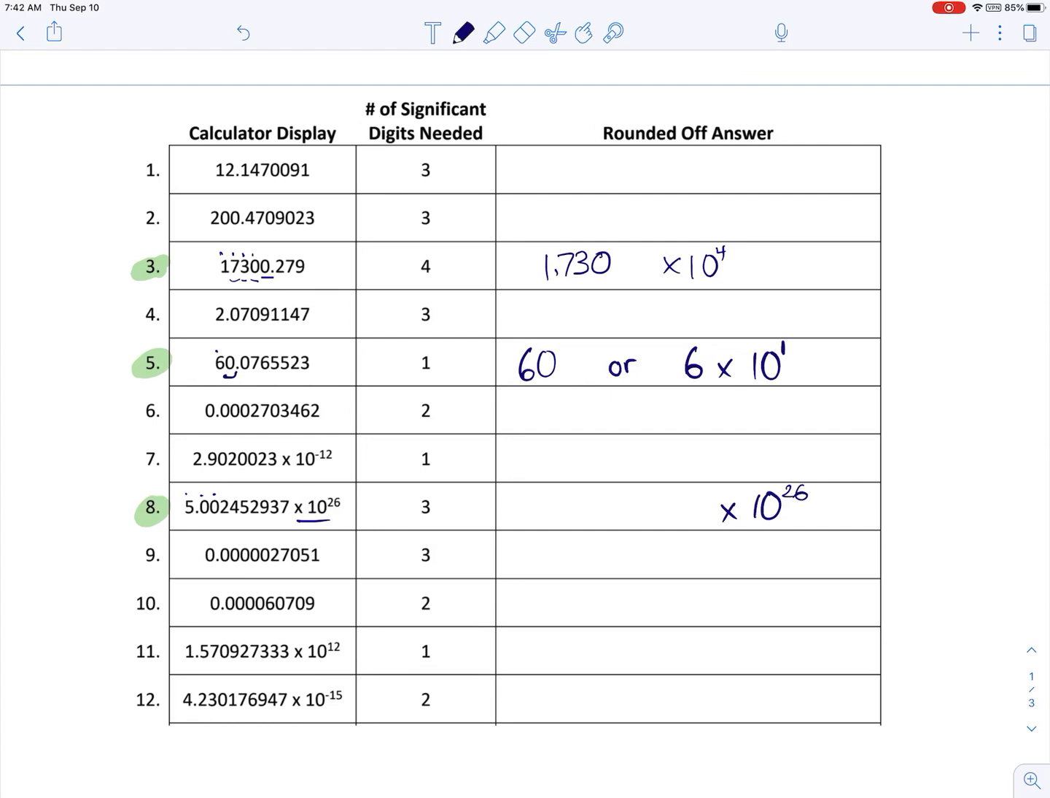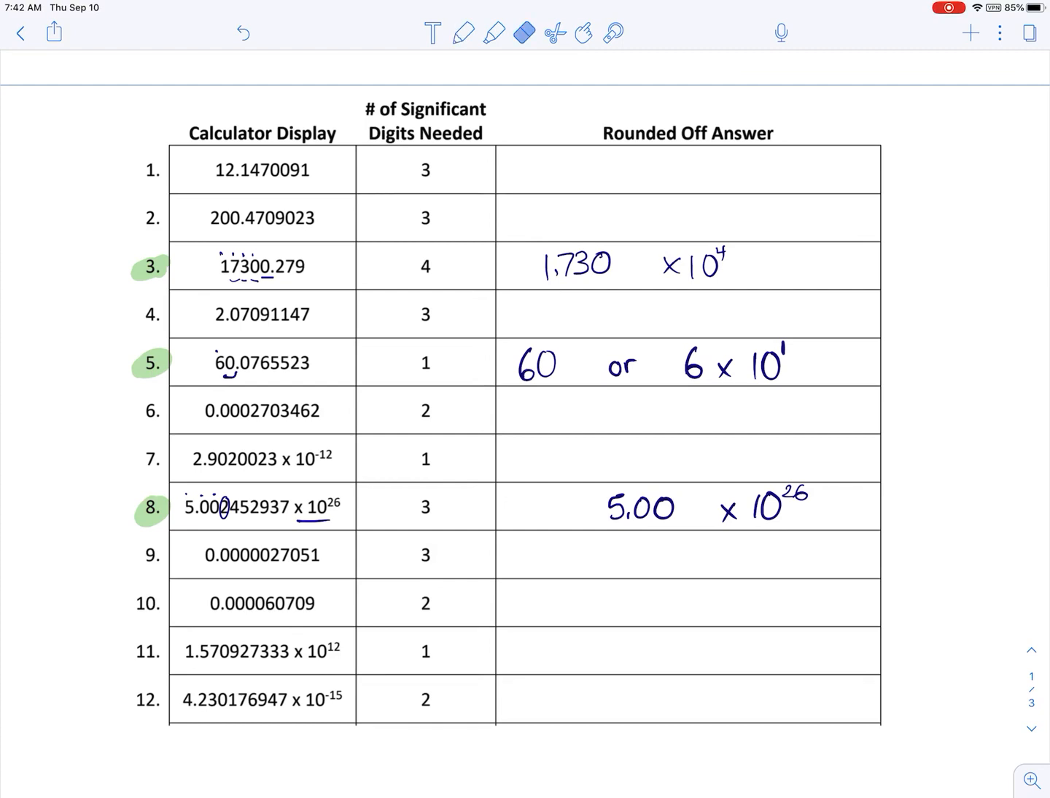Because it's a 2, we're going to leave that 0 alone. If it had been something like a 5, 6, 7, or 8, this digit here, then we'd have to round from 5.00 to 5.01. So you do have to look at the next digit to see whether or not you need to round up your last digit you're going to keep. So here, because the next digit is a 2, we don't have to round up, so we'll just leave that as 5.00 times 10 to the 26.